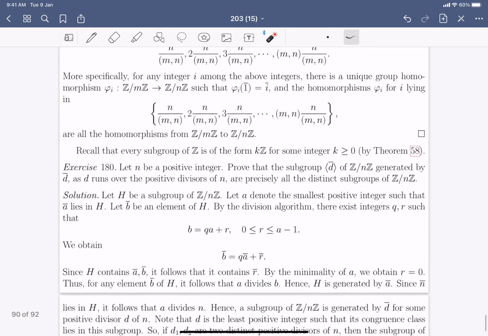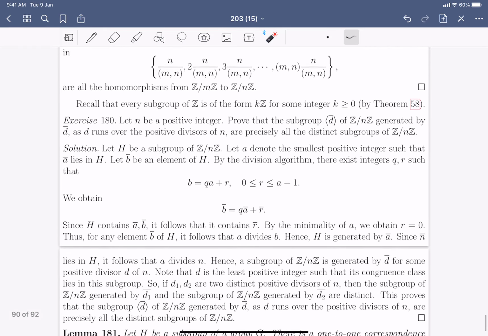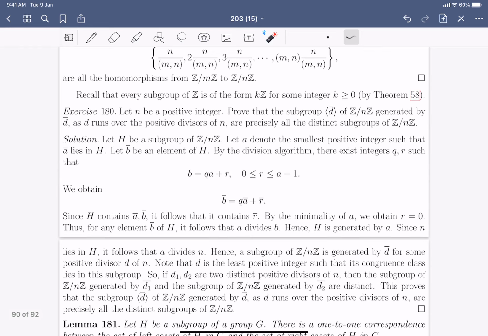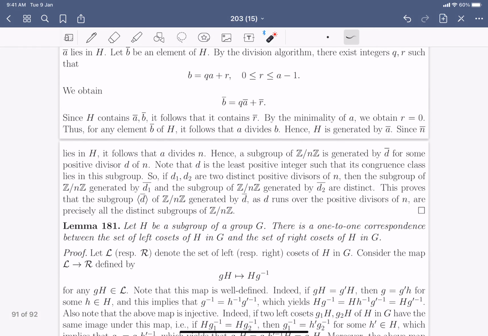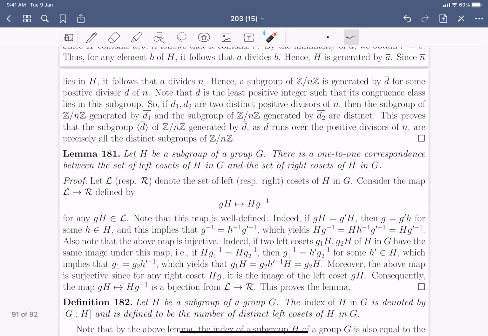Once you have done this, let me try to review something we have already seen. Let's recall that if we start with a subgroup H of a group G, then we have already learned the notion of left cosets of H in G and the right cosets of H in G. This lemma indicates that if you take the set of all left cosets of H in G, and the set of all right cosets of H in G, then there is a one-to-one correspondence between these two sets.